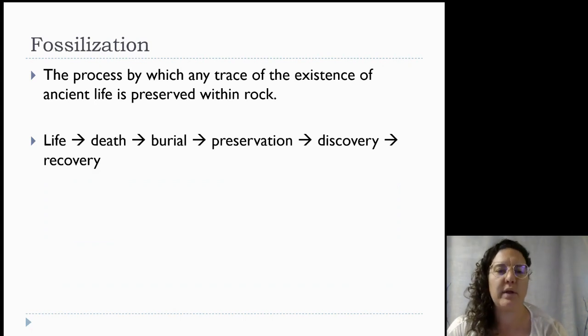So, the process by which any trace of the existence of ancient life is preserved within a rock is known as fossilization. An organism will go through the process of life, death, be buried, be preserved, it's discovered, and then we recover that fossilized evidence.